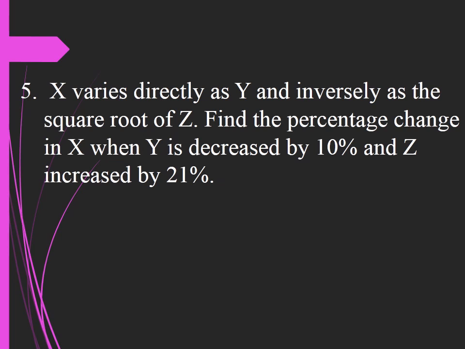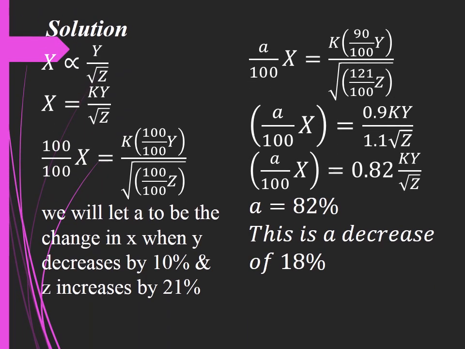Question 5. x varies directly as y and inversely as the square root of z. Find the percentage change in x when y decreases by 10% and z increases by 21%. Solution: x is directly proportional to y and inversely proportional to the square root of z.